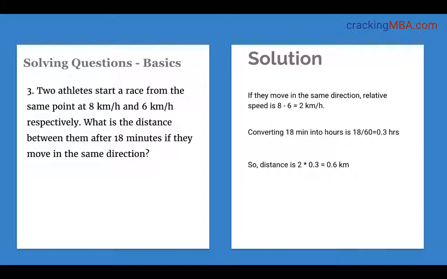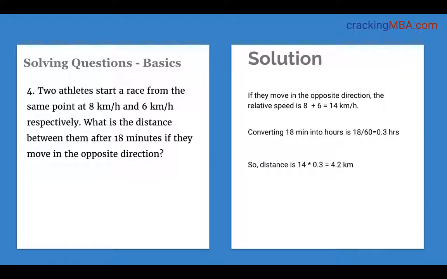And we are saying what is the distance in 18 minutes? So 18 minutes converted into hours is 0.3 hours, and the relative speed is 2 kilometers an hour. So we will find that the total distance between them will be 2 into 0.3, which is 0.6 kilometers. Okay, so this is how we apply the relative speed concept.